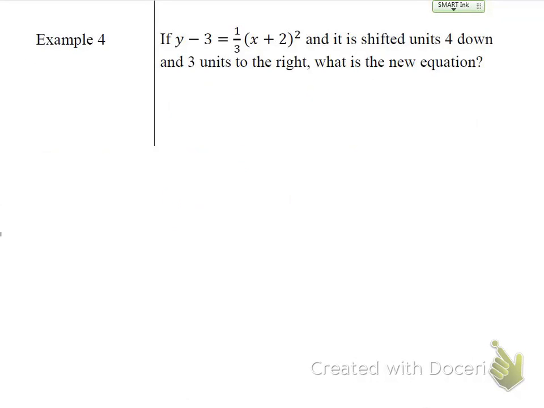So example 4, we have y minus 3 equals 1/3 times (x plus 2) squared. We are shifting 4 units down and 3 units to the right. So first thing we need to do is get this in vertex form. So you're going to add 3 to both sides. And then I'm going to put in my blanks as well. So this is going to be y equals 1/3 times (x plus 2 and a blank) squared, plus 3.